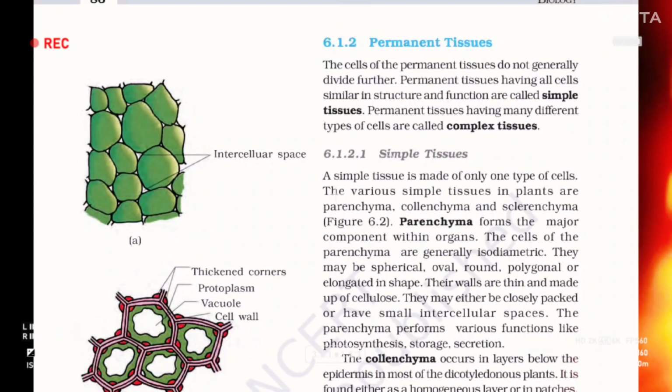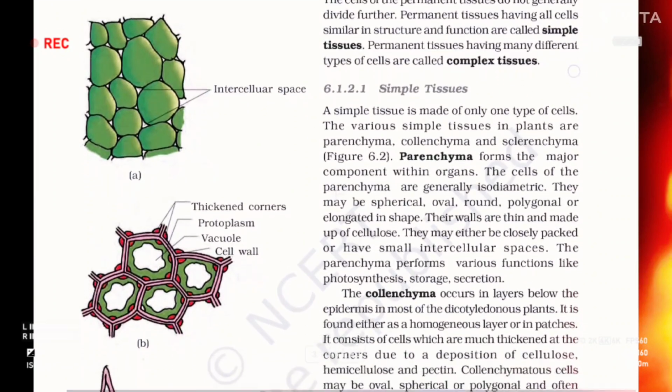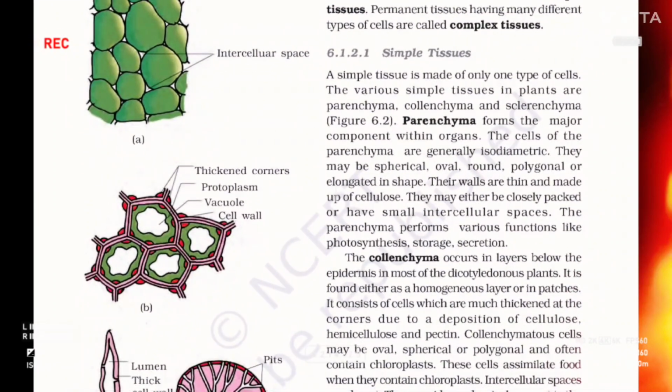6.1.2 Permanent tissues. The cells of the permanent tissue do not generally divide further. Permanent tissue having all cells similar in structure and function are called simple tissues. Permanent tissue having many different types of cells are called complex tissues. 6.1.2.1 Simple tissues. A simple tissue is made of only one type of cell. The various simple tissues in plants are parenchyma, collenchyma, and sclerenchyma.